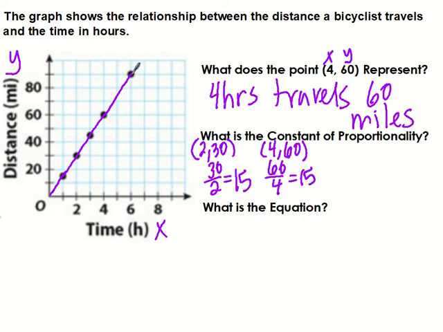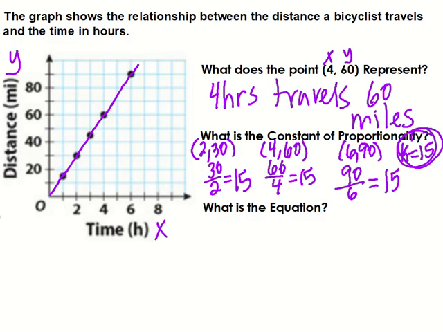And then I can use this last one of 6 and 90. So 90 over 6. And I would, in fact, also get 15. So there's my K. So what is their constant? K equals 15. And so we can write our equation, y equals 15x.